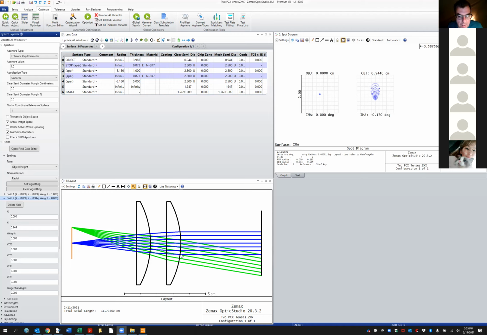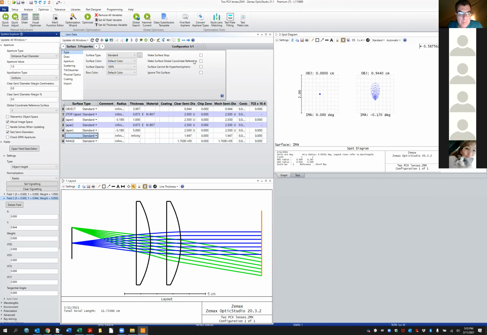If I make this surface, I'm going to make that surface my reference. And the reason I'm going to make that surface my reference is because it makes it much easier to do coordinates.